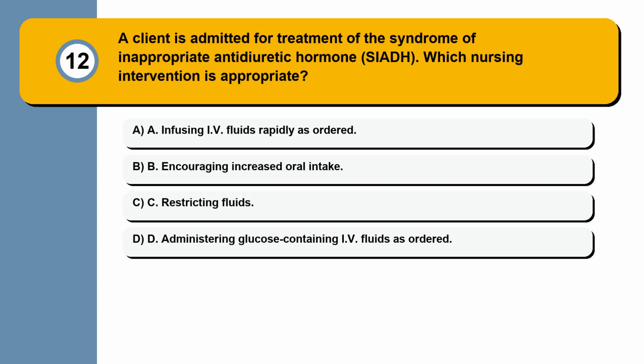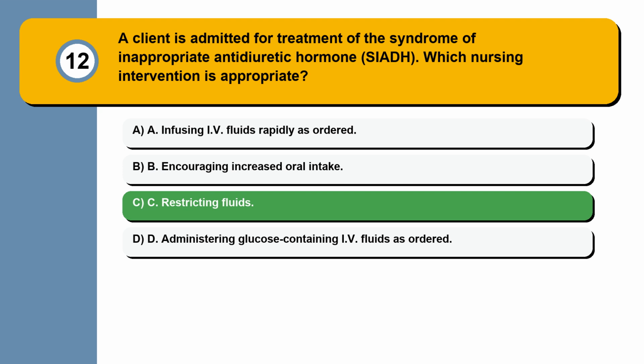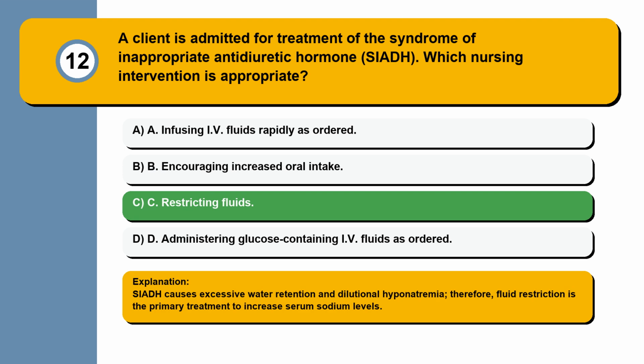Question 12. A client is admitted for treatment of the syndrome of inappropriate antidiuretic hormone, SIAD. Which nursing intervention is appropriate? A. Infusing IV fluids rapidly as ordered. B. Encouraging increased oral intake. C. Restricting fluids. D. Administering glucose-containing IV fluids as ordered. SIAD causes excessive water retention and dilutional hyponatremia, therefore, fluid restriction is the primary treatment to increase serum sodium levels.